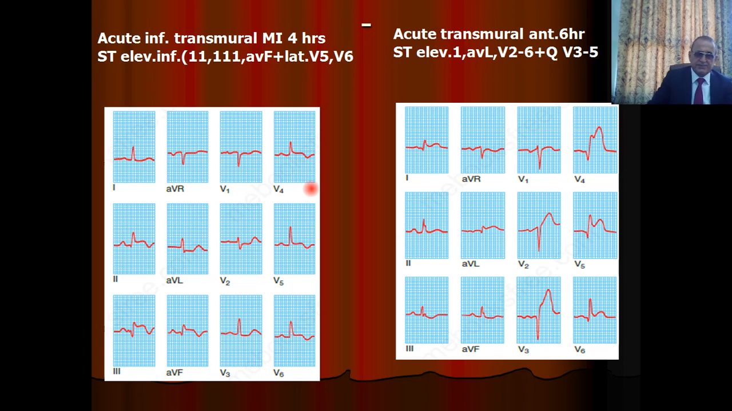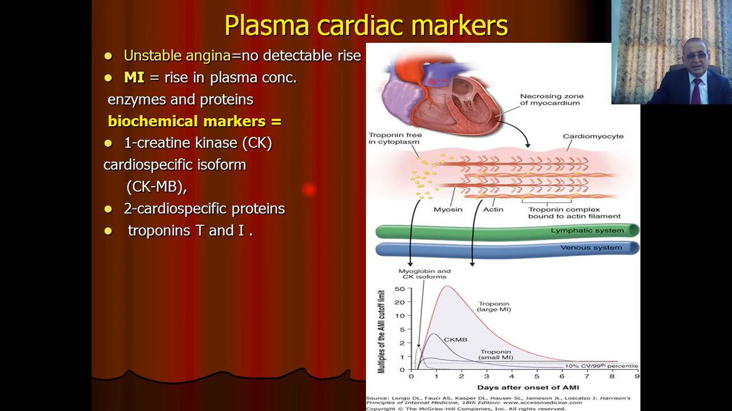Now, the second important investigation is the so-called plasma cardiac markers, or enzymes and proteins. Whenever you have infarct in the wall of the ventricle, you know the muscle is composed of myofibrils, etc. The contents are released to the circulation in a sequential manner. These are not released, by the way, in unstable angina, but in myocardial infarction you have a rise in these enzymes and proteins. What are these enzymes?